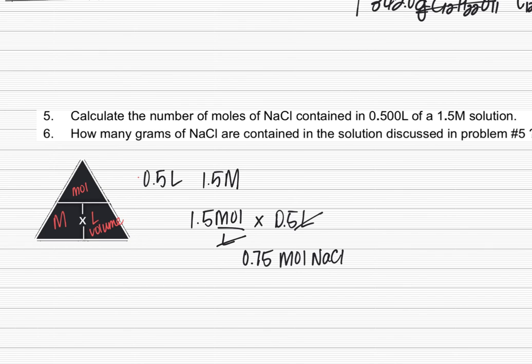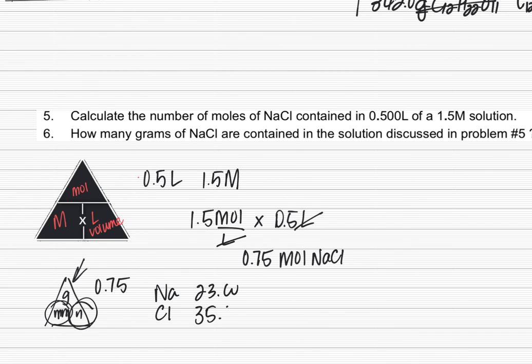And number 6 goes off of number 5. It says how many grams of sodium chloride are contained in the solution discussed in problem number 5. So if we have 0.75 moles, we know if we draw our triangle here, if we want to find the grams, we take our molar mass and multiply that by the number of moles. So to find our molar mass, we would go to the periodic table. We know that in sodium chloride, sodium has a weight of 23 and chlorine is 35.5. So we have a total weight of 58.5.